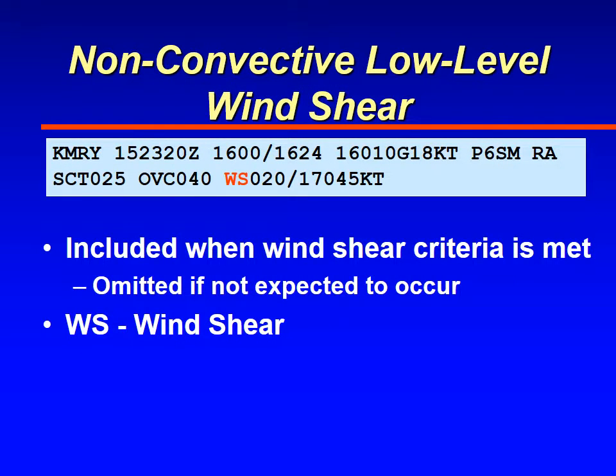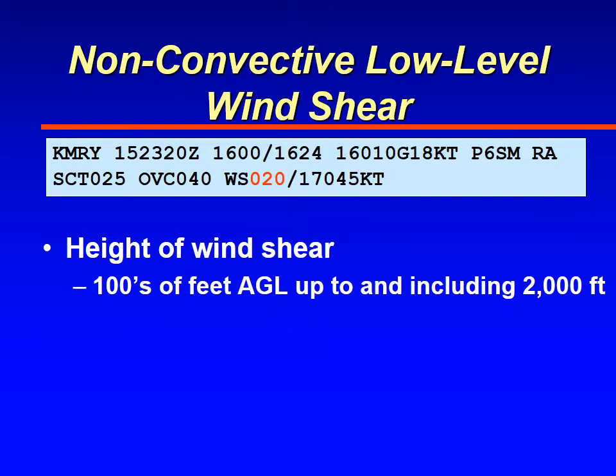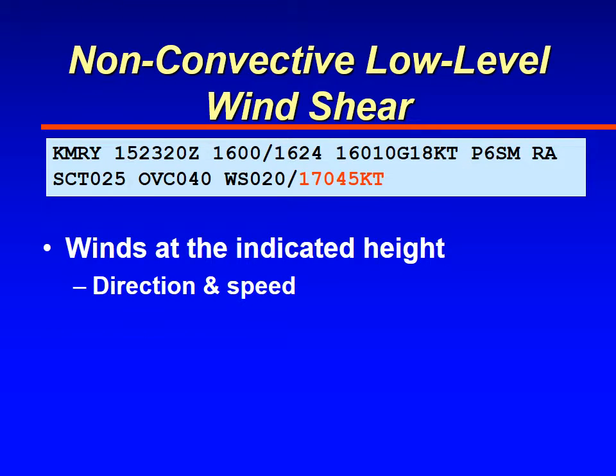And then non-convective low-level wind shear is forecasted, and that's only when the criteria is met. Once again, there's very strict criteria for forecasting, and that includes non-convective low-level wind shear. If there's no wind shear, you will not see the wind shear group. WS indicates low-level wind shear. Low-level wind shear is forecasted for a certain height above the airport. So, in other words, right after WS, you'll see the height at which they forecast the wind shear. In this case, it's 2,000 feet, and that's reported in hundreds of feet above ground level.